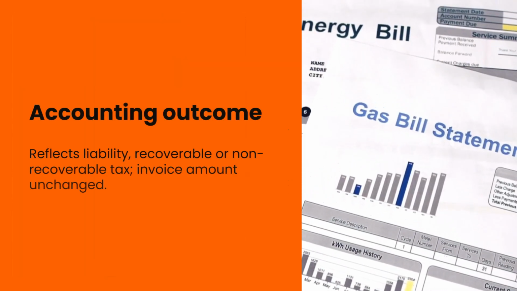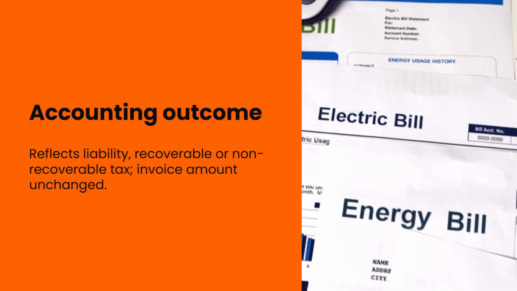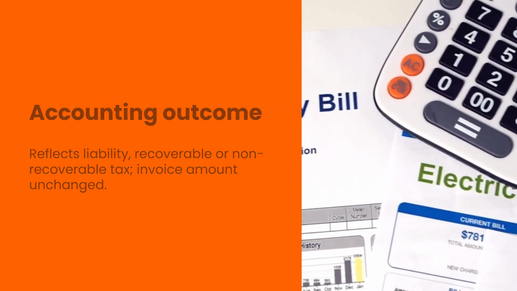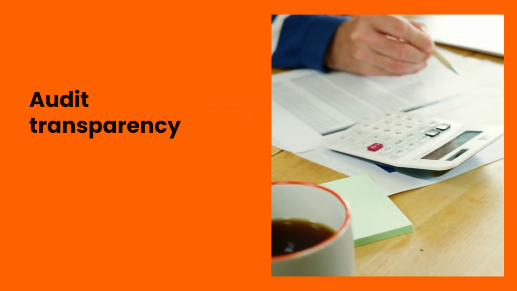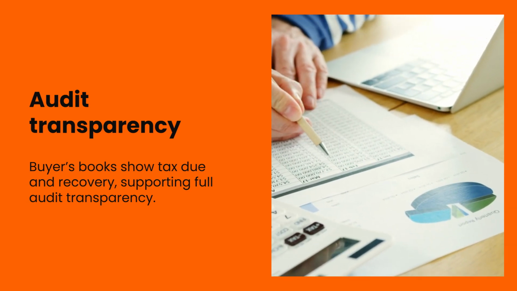Accounting outcomes reflect both the liability and recoverable or non-recoverable tax. But critically, the supplier invoice amount remains unchanged. The buyer's books show the tax due and any recovery claim, maintaining full audit transparency.